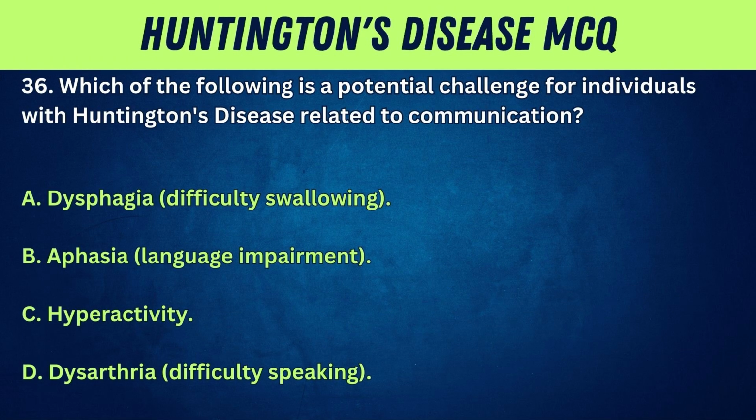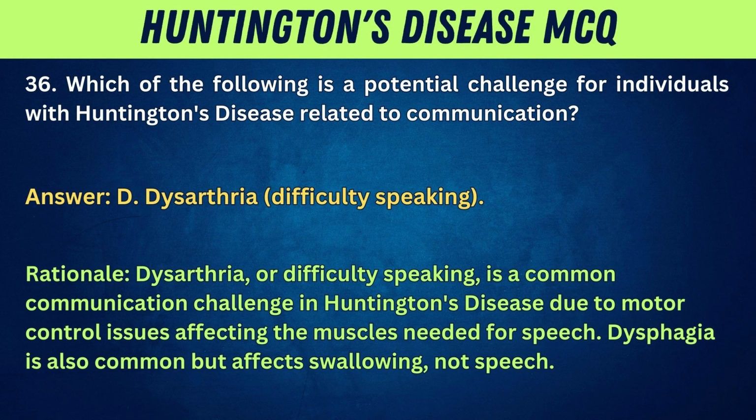36. Which of the following is a potential challenge for individuals with Huntington's disease related to communication? A. Dysphagia, difficulty swallowing. B. Aphasia, language impairment. C. Hyperactivity. D. Dysarthria, difficulty speaking. Answer: D. Dysarthria, difficulty speaking. Rationale: Dysarthria is a common communication challenge in Huntington's disease due to motor control issues affecting the muscles needed for speech. Dysphagia is also common but affects swallowing, not speech.